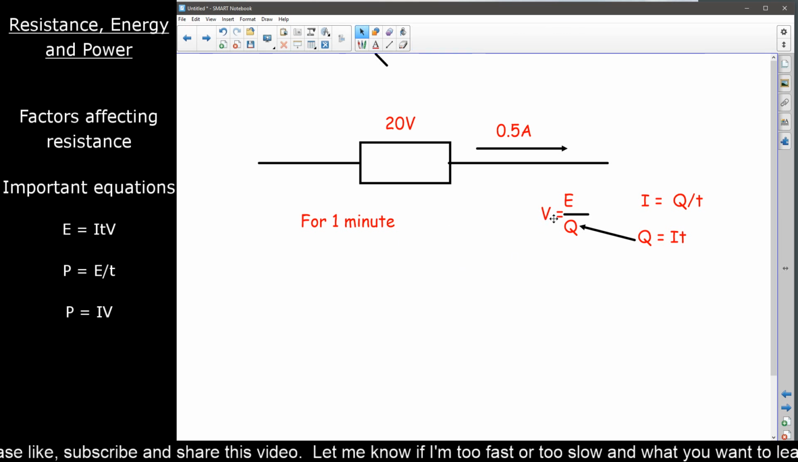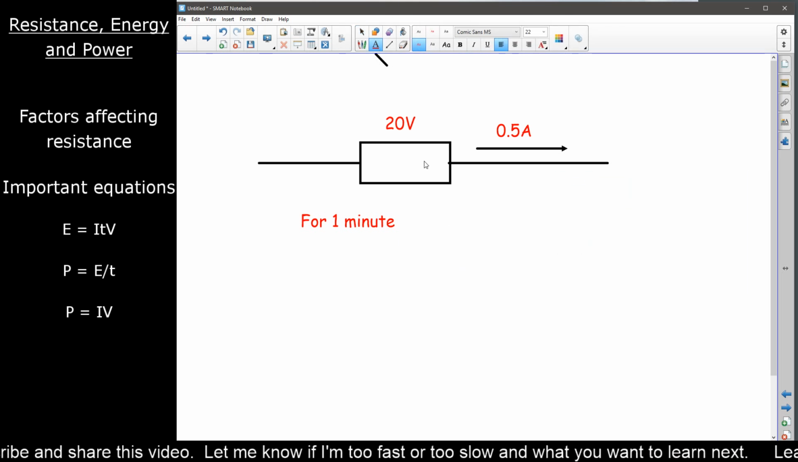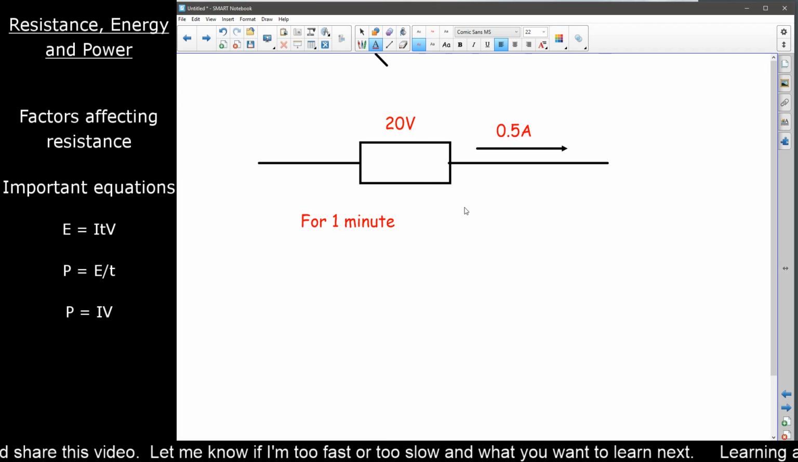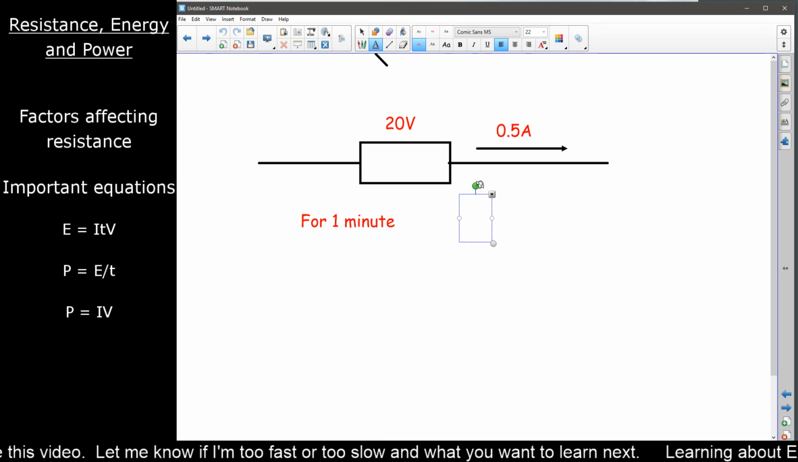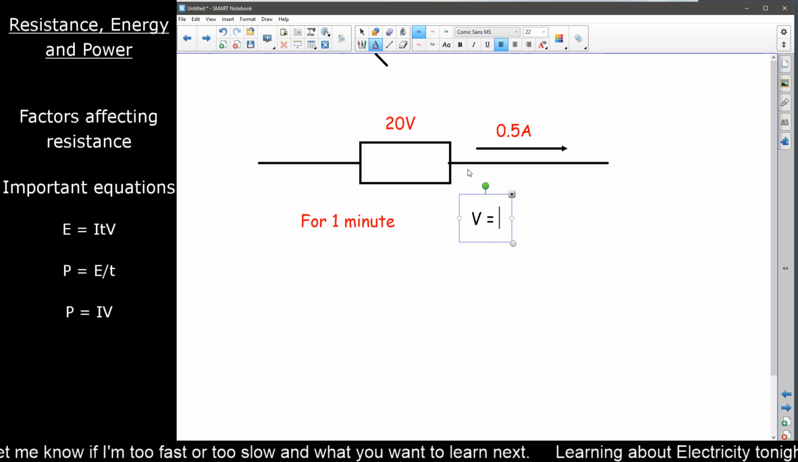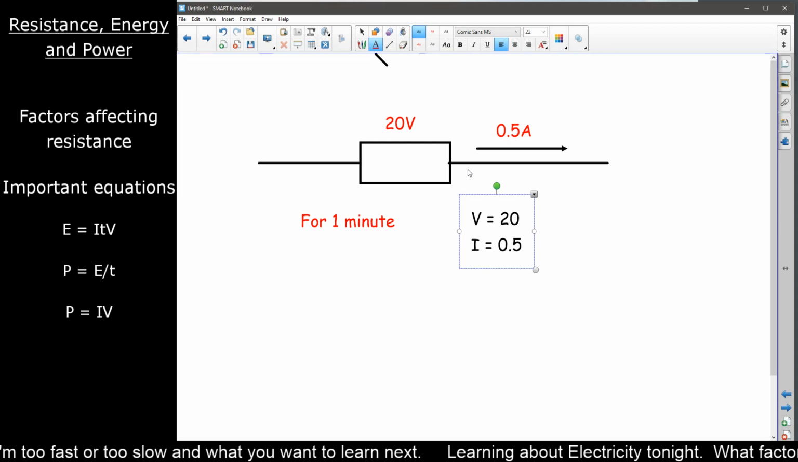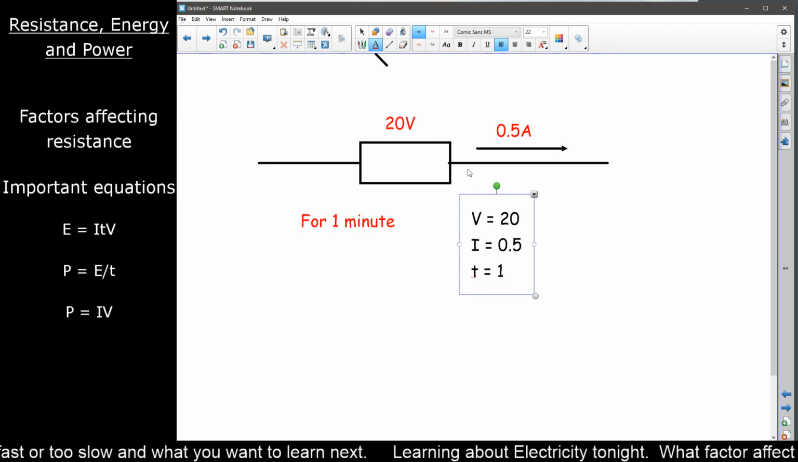Now I'm going to get rid of that because it's on the left hand side of the screen and we want some real estate here. So I want to find my energy. So let's start with, what do we know? List what you know. I know that my voltage being used is 20. I know that my current I is 0.5. I know that my time t is equal to 1.